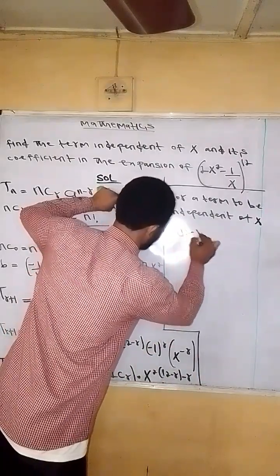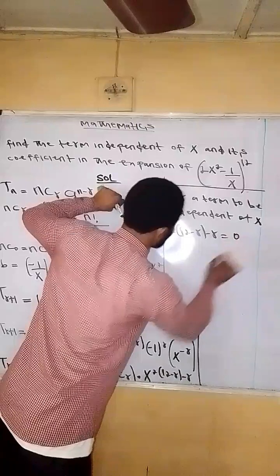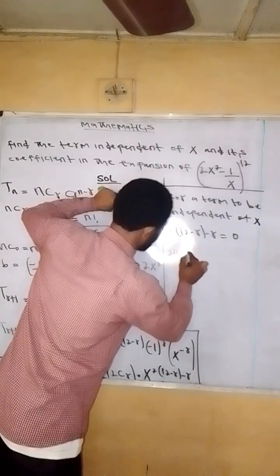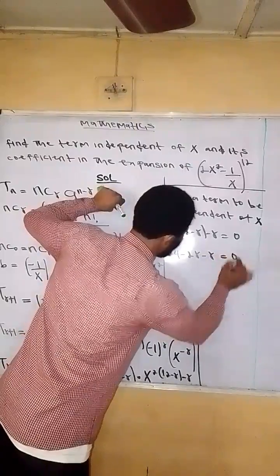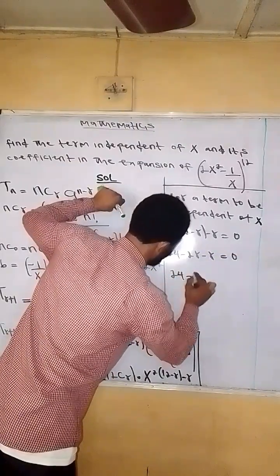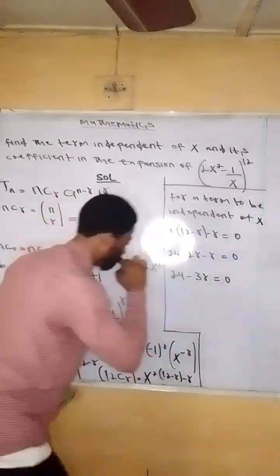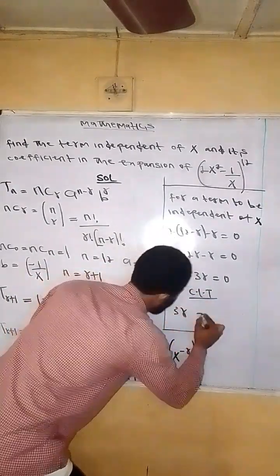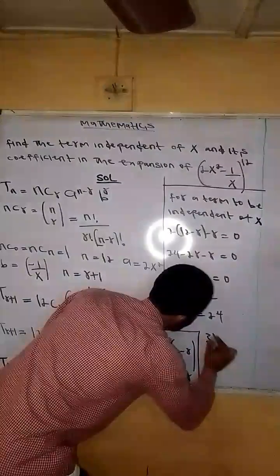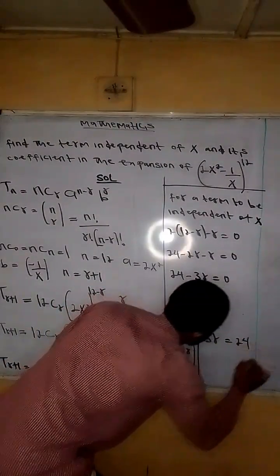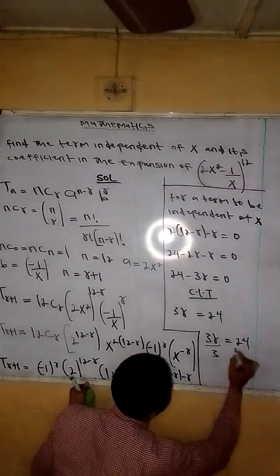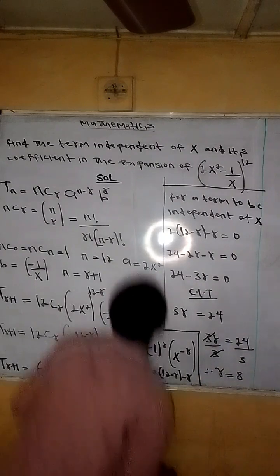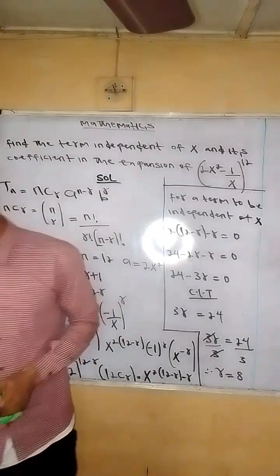So it becomes 2(12 - r) = 0. When I expand, we are going to have 24 - 2r - r = 0. So 24 - 3r should be 0. When I collect like terms, we have that 3r is 24. And if 3r is 24, if I divide by 3 on both sides, therefore r is 8. Now we have gotten r as 8.